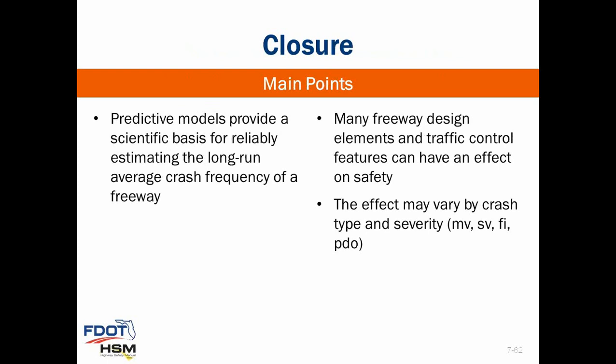As I noted back in one of the first few slides, there are 3 main points that I wanted to make during this webinar. The first was that the predictive models provide a scientific basis for reliably estimating the average crash frequency of a freeway. Second, many freeway design elements and traffic control features can have an effect on safety. And third, any given design element or traffic control feature may affect the frequency of some crash types or severities more than it does other types or categories. I hope you can see the justification for these points based on what we've discussed today.